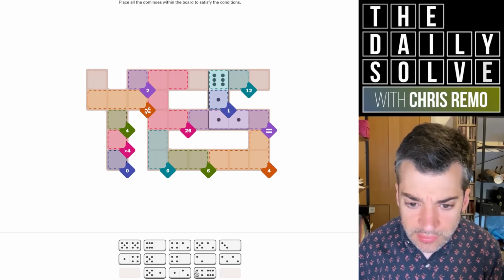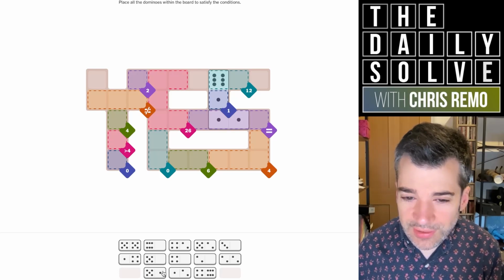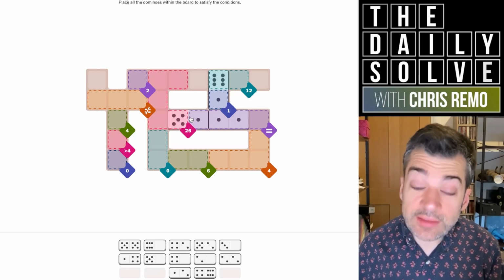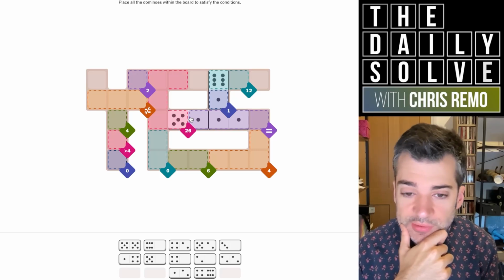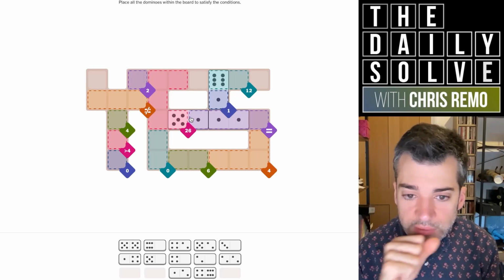We still have an extra 1 to play with. One of the ones would need to point into this 26. That's a good thing to think about as well. That's meaningful because, well, it's a 5. We still need 4 more 5s up there, which isn't the end of the world.